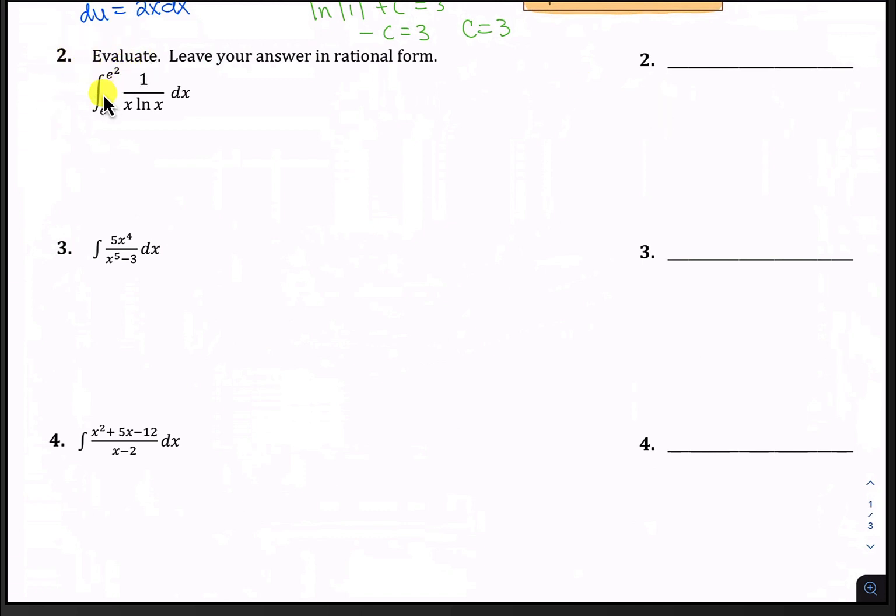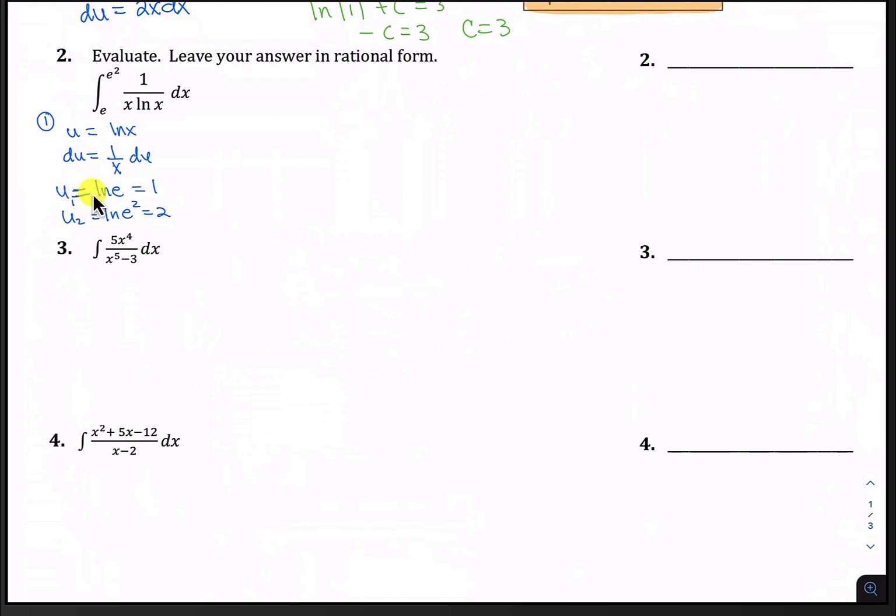It says evaluate the integral from e to e squared of 1 over x ln x dx. In section 1, we'll use u substitution, and u is going to be the natural log of x. The derivative of u, or du, is 1 over x dx. Now I'm going to go ahead and change my limits of integration so that I can leave the problem in terms of u and not switch back to x.